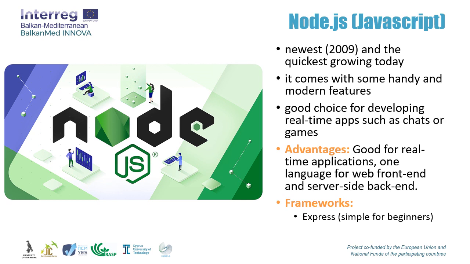Node.js is the newest in the list, released in 2009, and the quickest growing today. It provides the ability to run JavaScript code on the server side. The point is that web developers do not have to learn a new language for back-end development. They can use JavaScript for both front-end and back-end programming. One thing that Node.js does very well compared to most other languages is real-time applications. Therefore, if you are developing something that requires real-time work, such as chats or games, then Node.js is a good choice. As it is also newer than the other languages, it comes with some handy and modern features that are lacking in older programming languages that make development smoother.